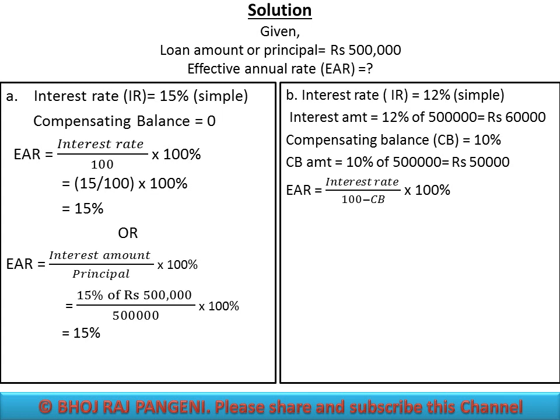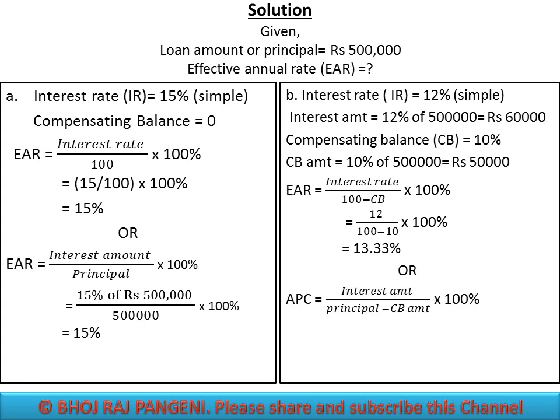Now EAR equals interest rate divided by 100 minus CB. If the CB is given in the question, then always deduct the CB. Always minus the CB. Interest rate, that is 12%, divided by 100 minus CB, 10%. Okay, 12 divided by 100 minus 10 into 100%. We get 33.33%. Or you can use the amount formula, interest amount and principal and CB amount.